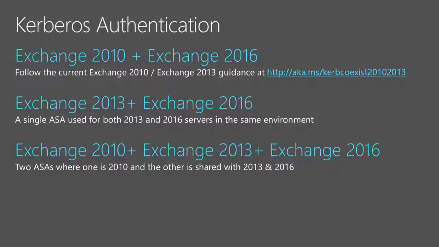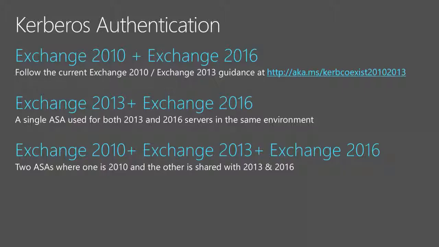All right, Kerberos authentication. That's also easy in 2016 as well because we validated in both Office 365 and our dog food environment that both 2013 and 2016 can share the same alternate service account credentials. So that means in a 2013 and 2016 environment, you only need one ASA shared between the two of them. And even though that is our guidance for 2013, you can go to that URL and use that same exact guidance to set up Kerberos for Exchange 2016. It's the same exact steps.